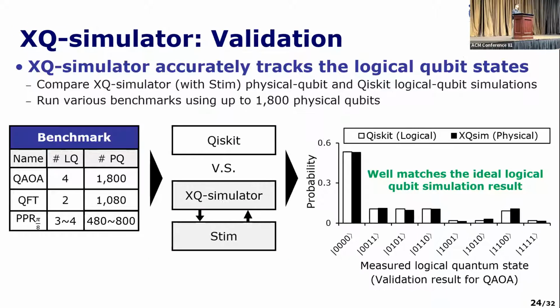To validate the functional correctness, we compare the logical qubit state distributions from XQsimulator and Qiskit logical qubit simulation. For benchmark, we run QAOA, QFT, and PPR with thousands of physical qubits. The right figure shows our XQsimulator's validation result, which well matches the ideal logical qubit simulation result. Note that this is the first to validate the fully implemented quantum control processor with the large-scale quantum simulations.